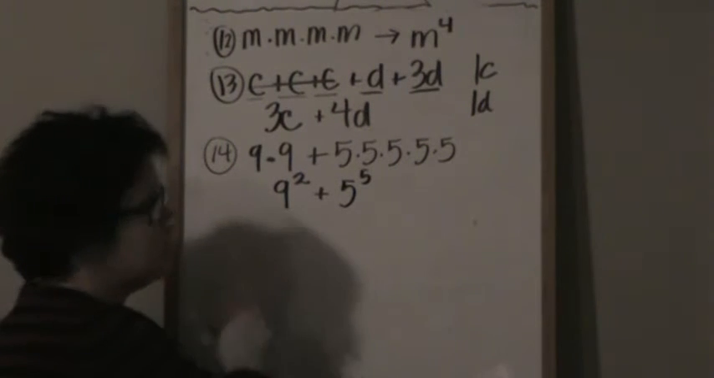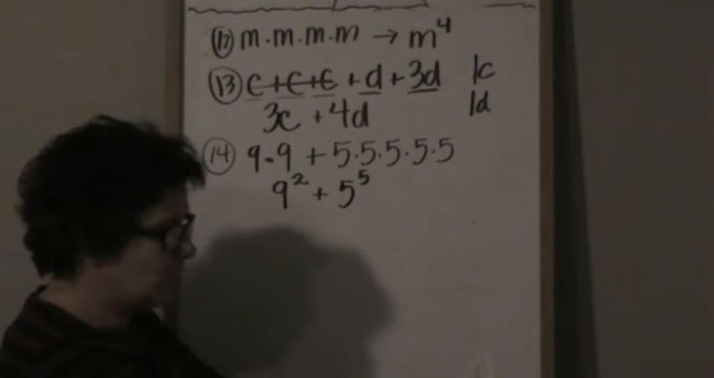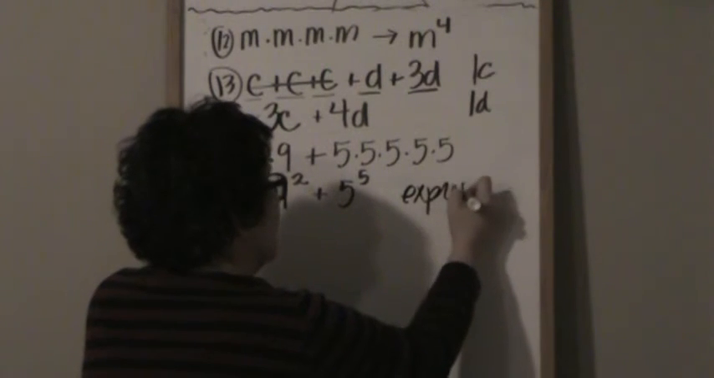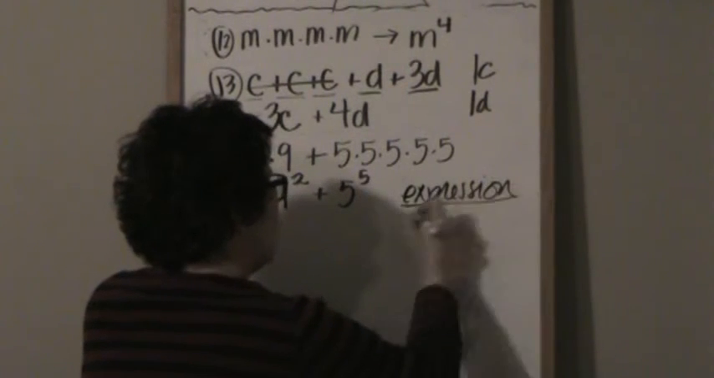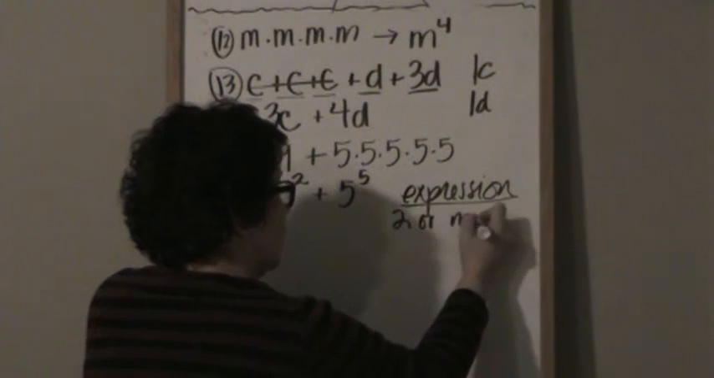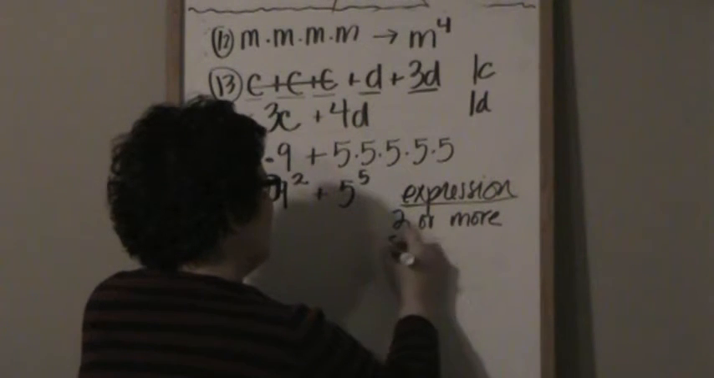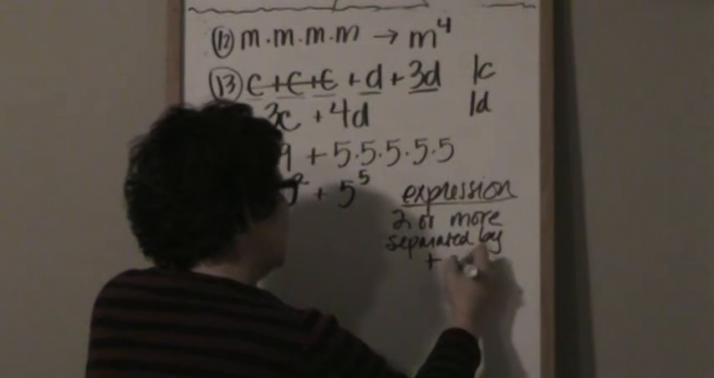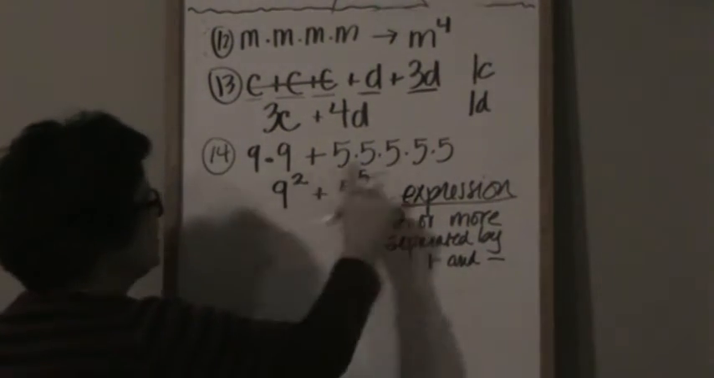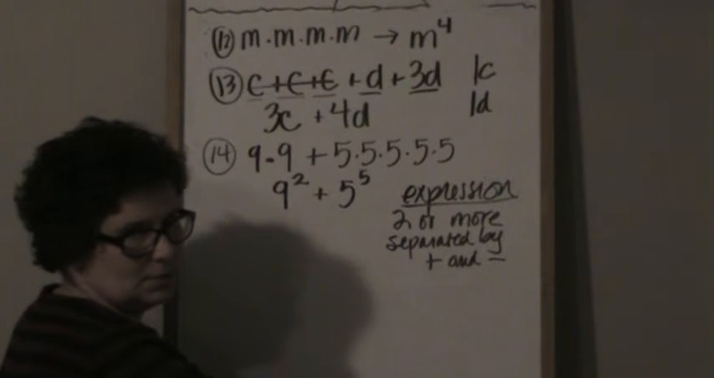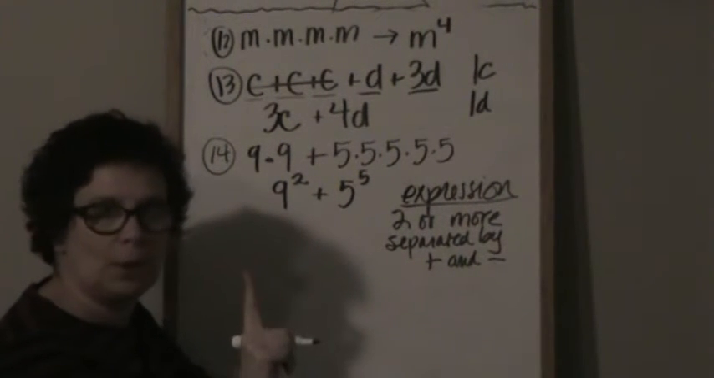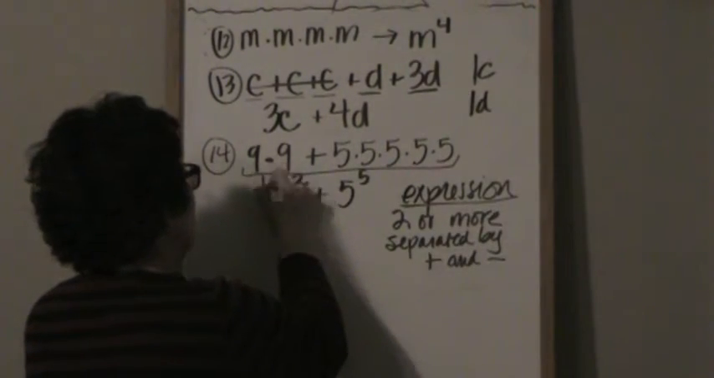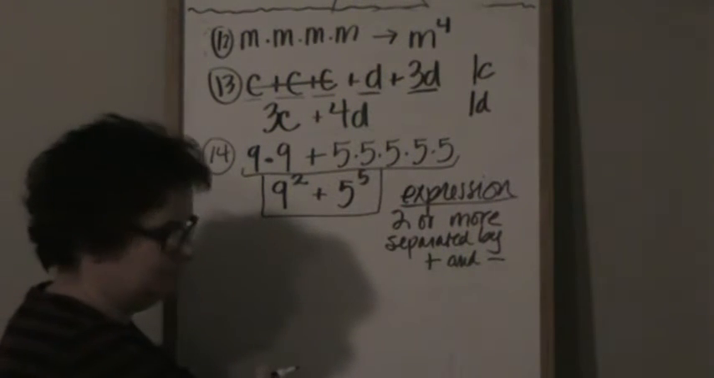Now, let's talk about this answer for a minute, okay? They want an equivalent expression. Remember, an expression is 2 or more terms separated by add and subtract. So if I solved this, that would not be an expression. It would be one number, okay? So we're looking for something that's equivalent to that, which would be this, okay?